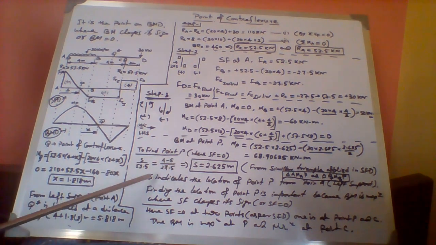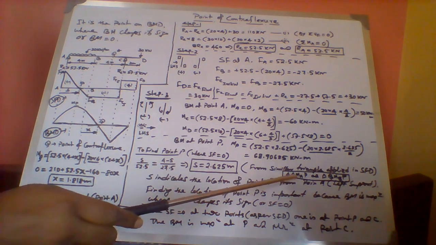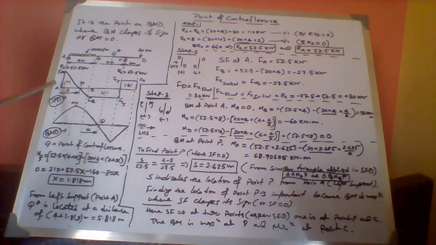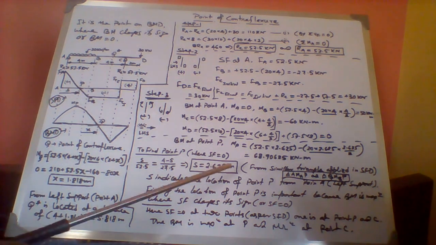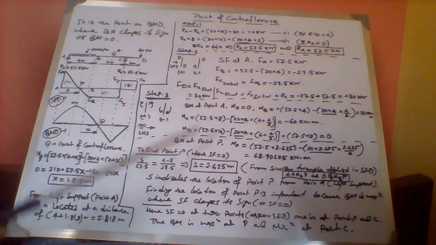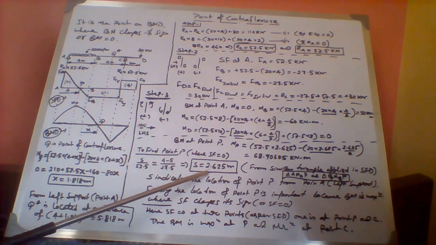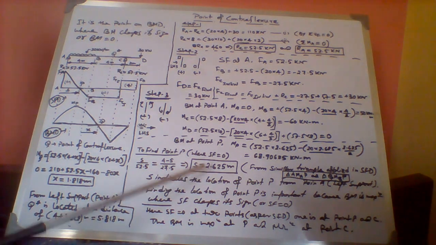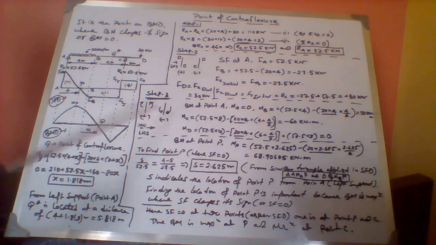To find point P where the SFD is equal to 0, we use the similar triangle concept. One triangle is AFAP, another is BABP. From there we can write S divided by this is equal to 4 minus S divided by that, because this total is 4. So if this is S, this will be 4 minus S. We know the values. By putting them in, we can find S equal to 2.625. And after knowing S equal to 2.625, we can find the moment at that point also. Now move to step 3.